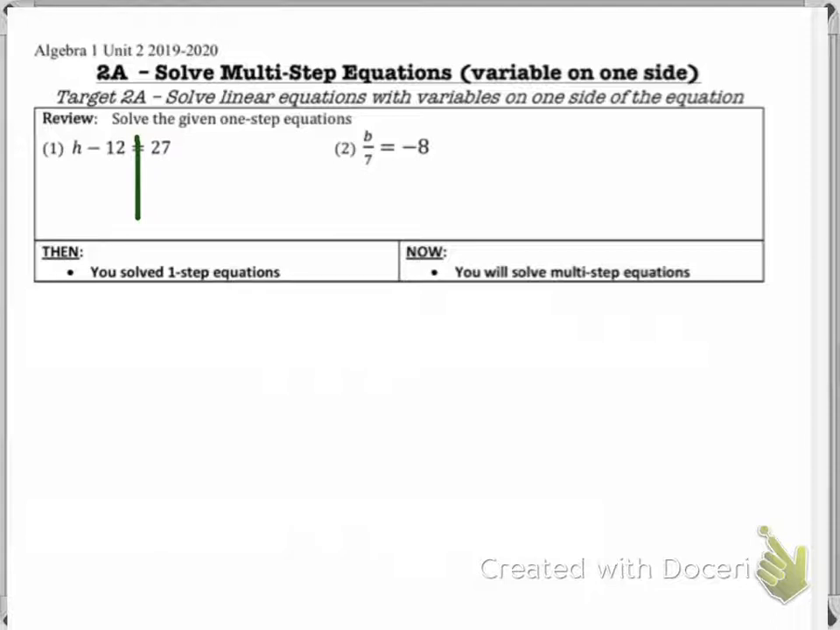So in number 1, my goal is to get h by itself, so I'll go ahead and add 12 to both sides, and that cancels out that minus 12, so h is now by itself, and h is equal to, let's see, that would be 39.